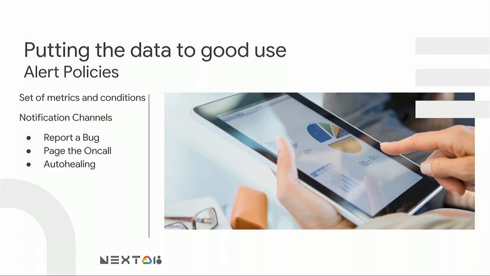Second, we wanted to be alerted when specific metrics meet predefined conditions. To accomplish that, we started using Alerting API to create alert policies, which basically allowed us to define one or more conditions that will trigger an alert and define how the alert will be delivered using notification channels like webhooks that can report a bug, page the on-call, or trigger our auto-healing actions, which allow our internal scripts to try and fix the issue before we wake up the on-call.